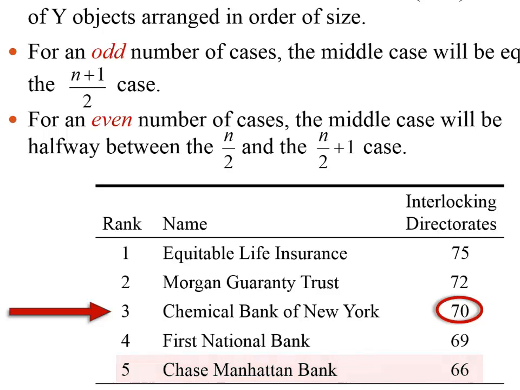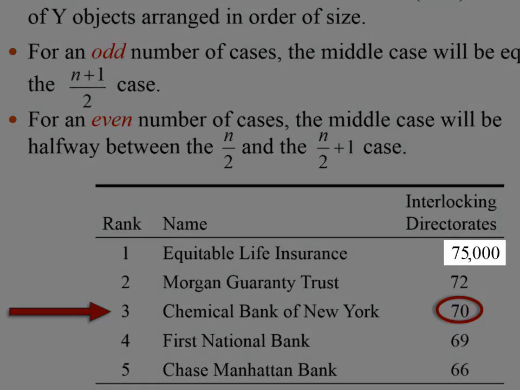I have 5 cases, so I have an odd number of cases. 5 plus 1 is 6, divided by 2 is 3. So the third case is the median case. In this example, when somebody says, what is the median number of interlocking directorates for these 5 corporations, the appropriate response is 70. Now, we talked about how the median and the mean are affected differently by extreme cases.